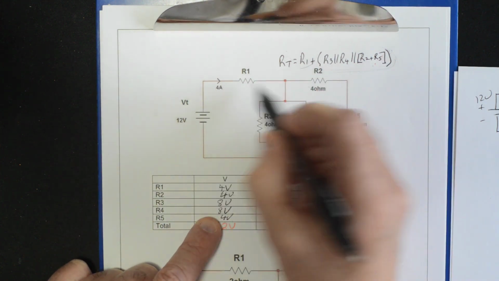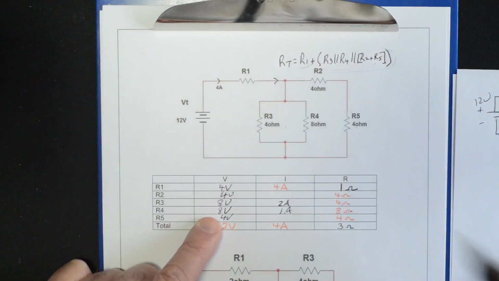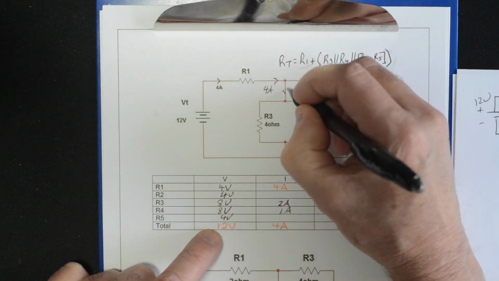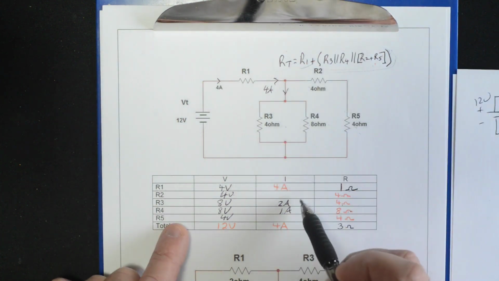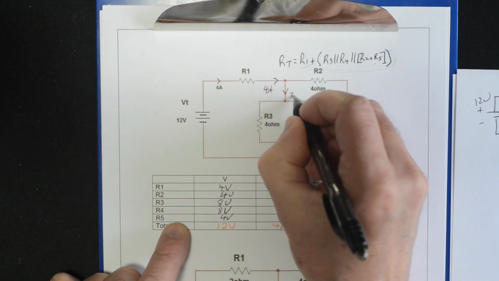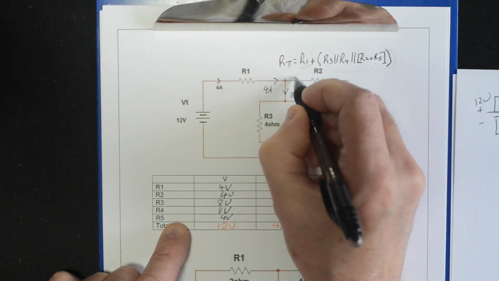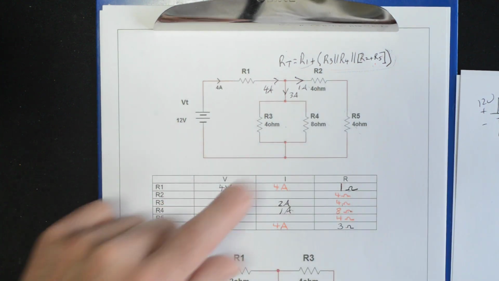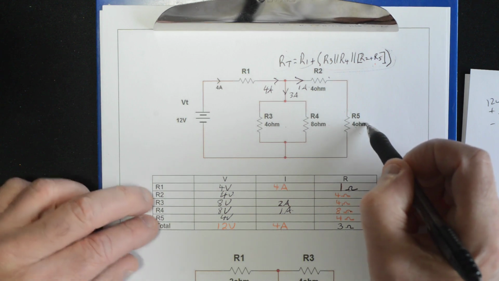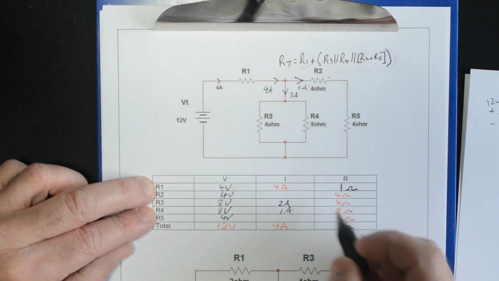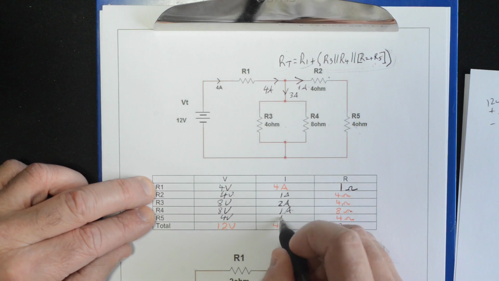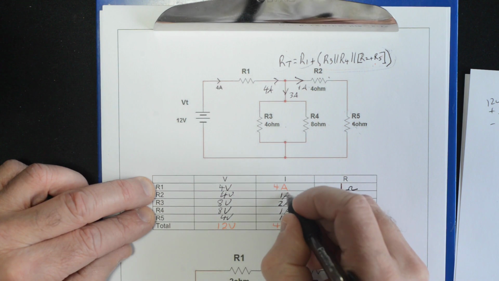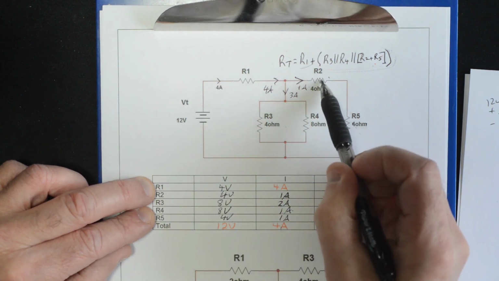Kirchhoff's current law, 4 amps coming to here. That's 4 amps, right? It's going to split. How much is coming down here? Well, I3 plus I4. 3 amps is coming down right here. What must have to be then going that way? 1 amp. So let's just say we don't know. Remember, we don't know the voltage of V2 and V5 yet. But now we've calculated 1 amp has got to be going down for I2 and I5.